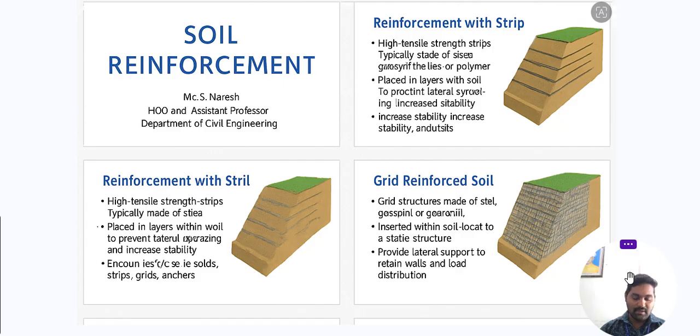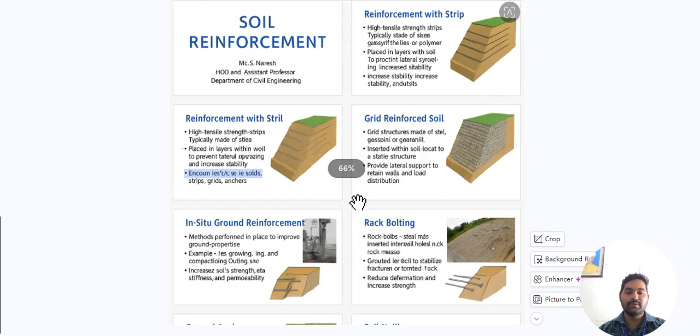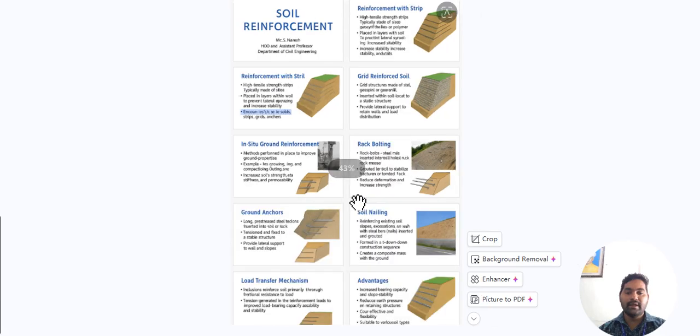So here we are discussing the step by step process. There are different topics here. If you see here, there is a reinforcement strip, in situ ground reinforcement, rock bolting, grid reinforced soil, also reinforcement with the strip, rock bolting, soil nailing, and ground anchors. Likewise, there are different types of topics here. So one by one we'll discuss them in this session and this video.